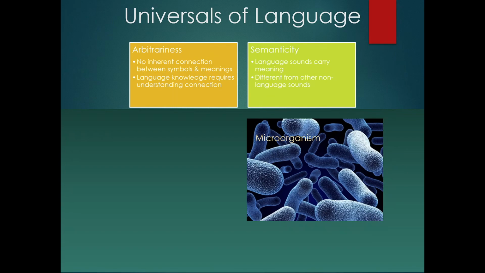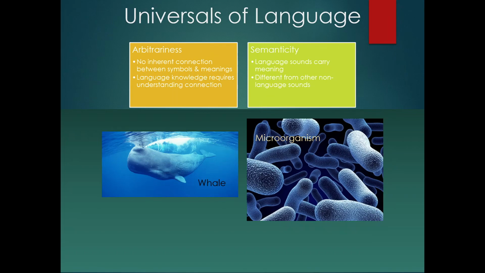So ignore the semanticity for a second. Here's an example of arbitrariness. Here we have the word microorganism, right? A very long word to describe a very small thing. And then we have a very short word like whale to describe something that's really enormous. It's arbitrary. You don't have to have a big word to represent big things and a small word to represent small things. You don't have to have a word that sounds blue to describe blue things. The meaning of the symbol is separate and distinct from the structure, the appearance, the sound of the actual symbol.